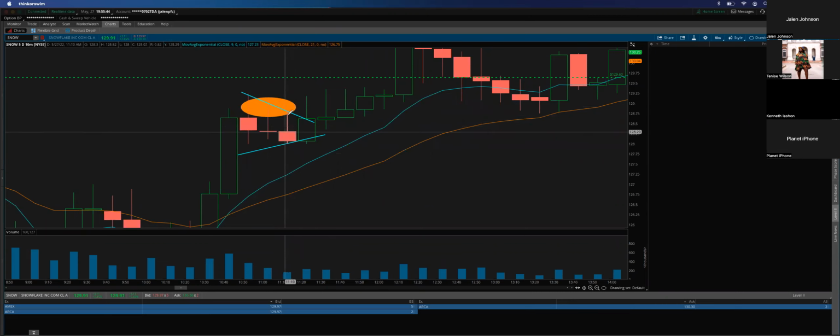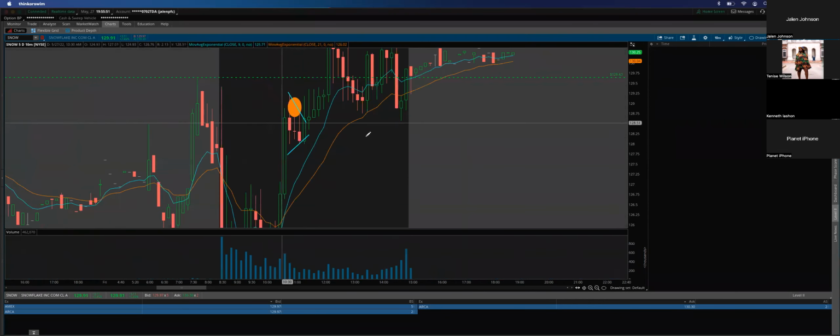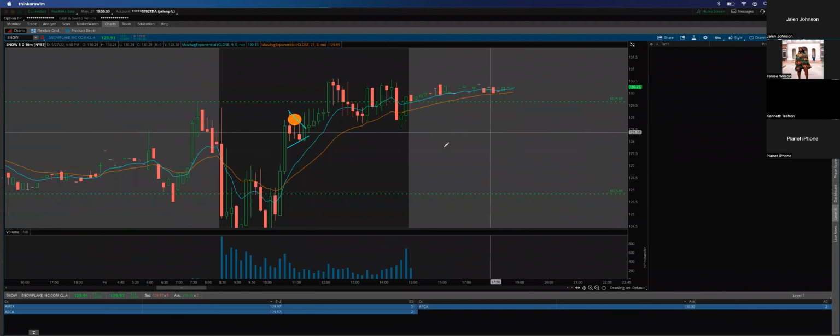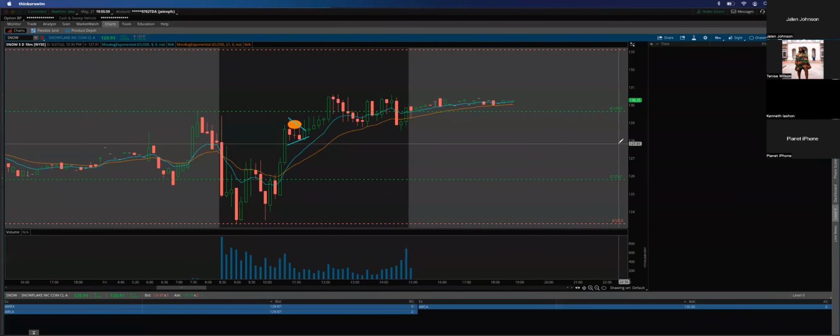So I tried to take puts right here, but as you can see, what did I tell you guys? What do I tell you all the time? What not to do? Go against the trend. So that's exactly what I did. I went against the trend and I paid the price, right?